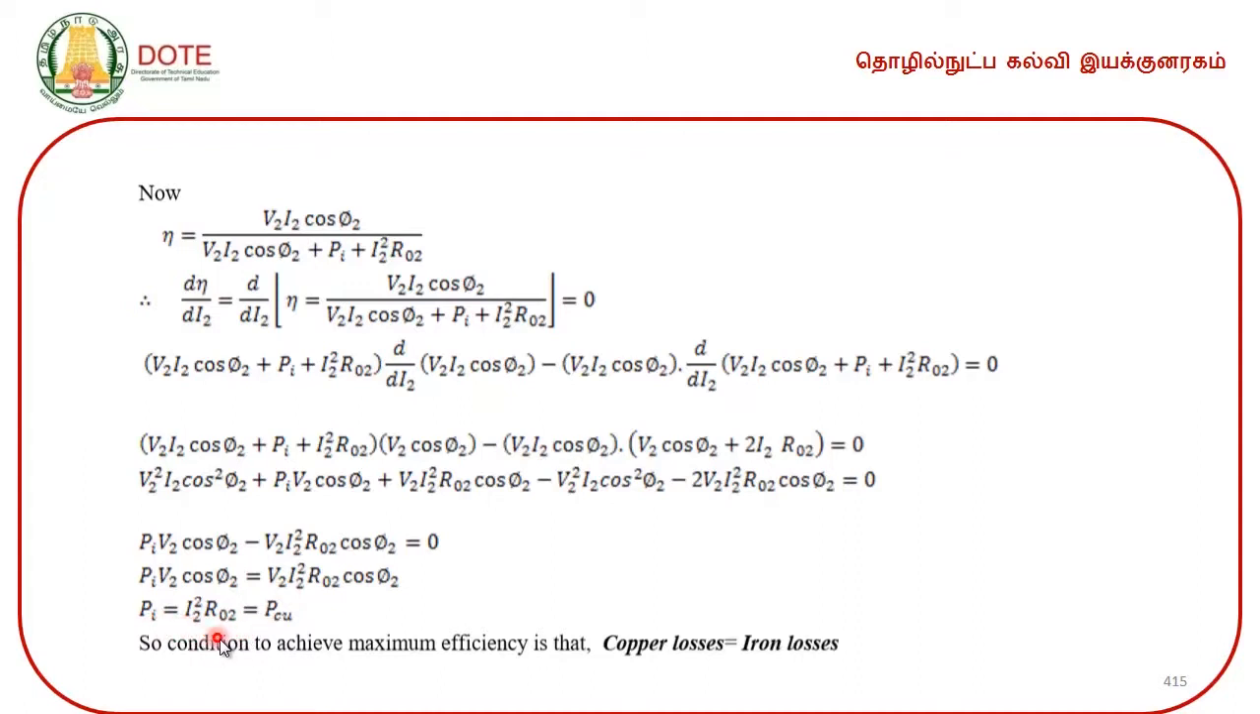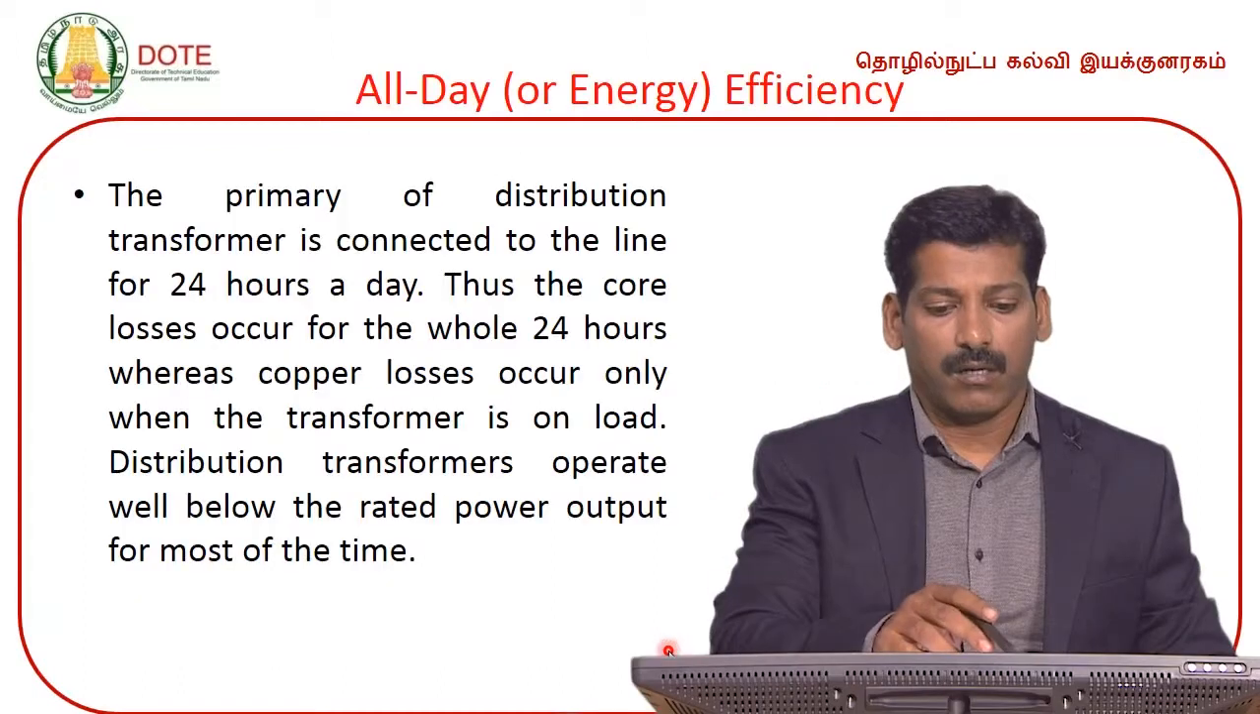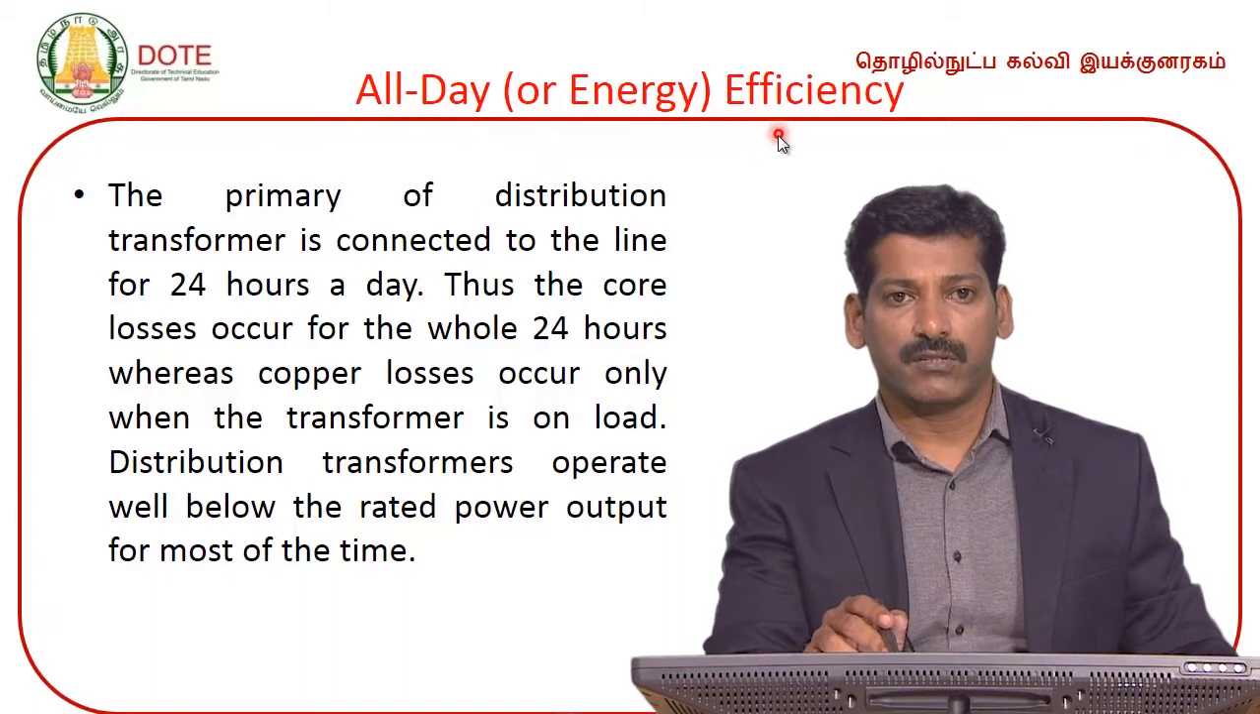We know that the expression I2 square R02 is nothing but the copper loss and Pi is the iron loss. So, once you derive the condition to achieve the maximum efficiency in a transformer, finally you end up with the expression copper losses is equal to iron losses. So, this is the condition. Whenever the iron loss is equal to the copper loss, the corresponding efficiency of the transformer would be maximum.